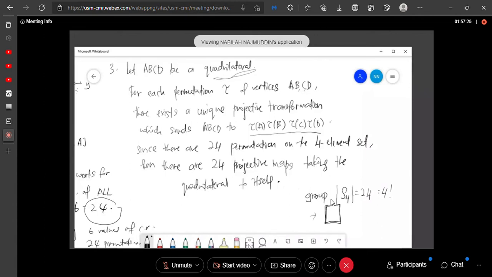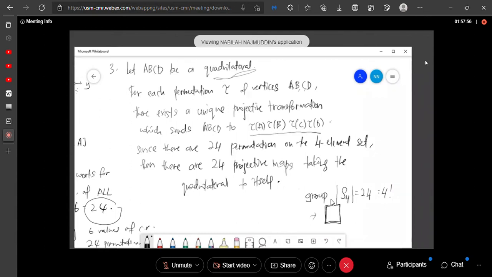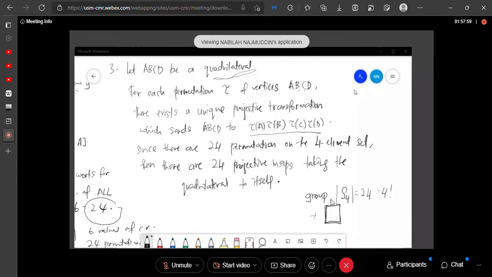Number 4. Did you get number 4? What is the cross ratio? Did anyone get the cross ratio? The cross ratio should be 20/7. 20/7. You want me to show? Or do you know how to obtain this? This is quite tricky because you have to imagine the line really carefully.